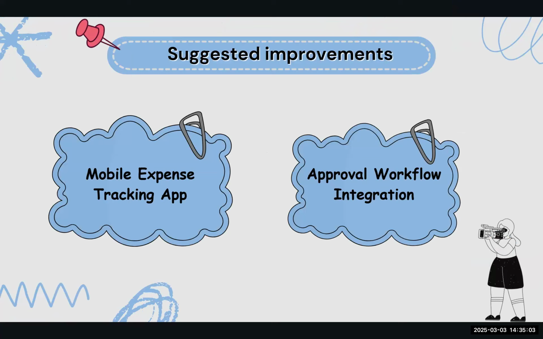At this point, I would like to offer some suggestions to address these challenges in expense tracking and management. Mobile expense tracking app: develop an app that allows users to upload images of receipts, ensuring accurate data entry and reducing manual workload. Alternatively, linking bank accounts to QuickBooks for automatic updates can further streamline the process.